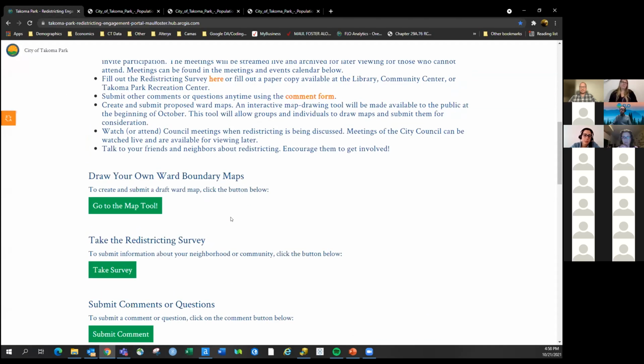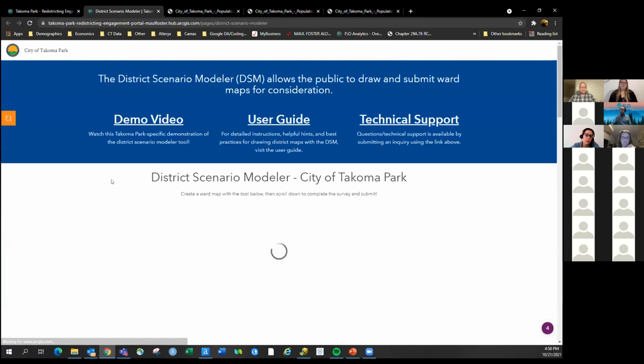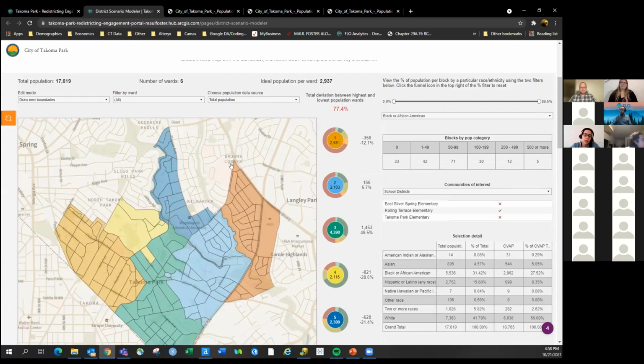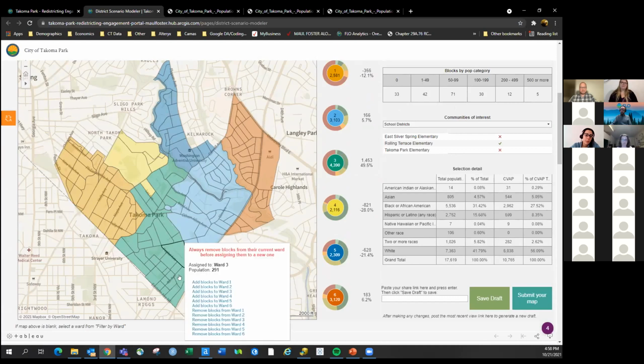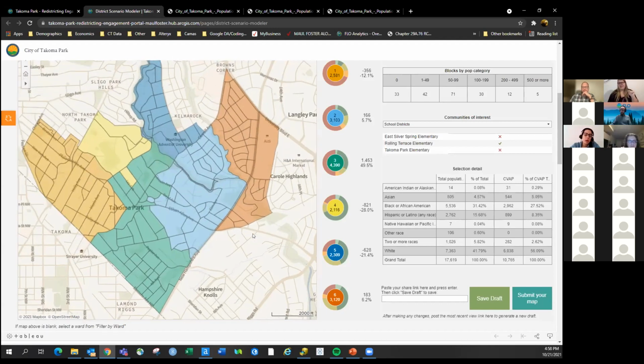All right, and then finally, our last tool is our district scenario modeler. Scroll to this real quick, and this is what I'm talking about, where the configuration of the wards here don't quite match up with what the wards look like on maps that you're looking at right now. But again, that's okay, because you're going to be shifting these over from one ward to another.